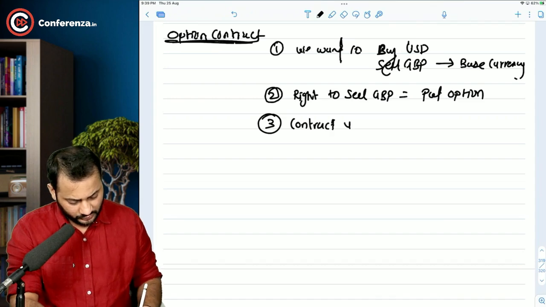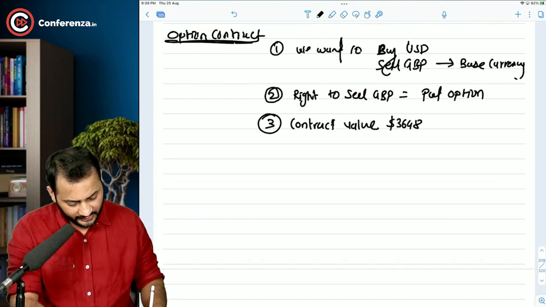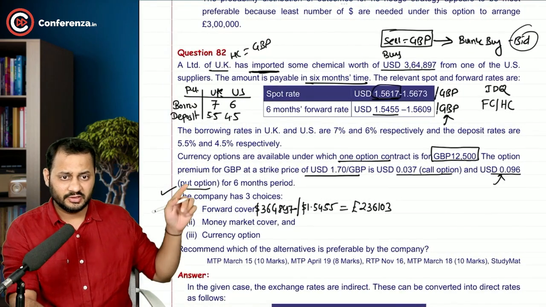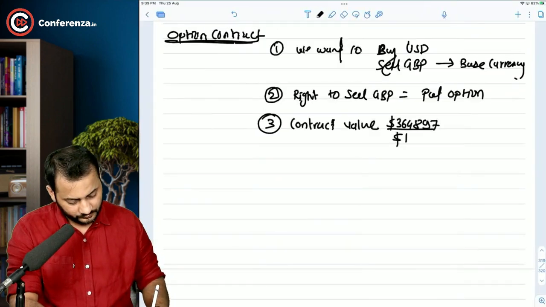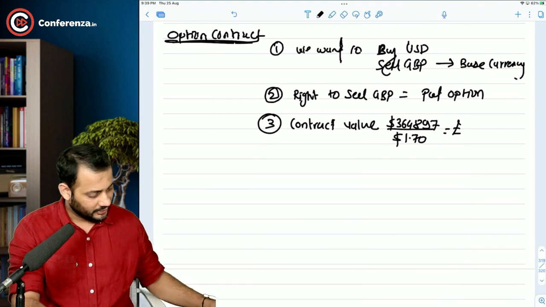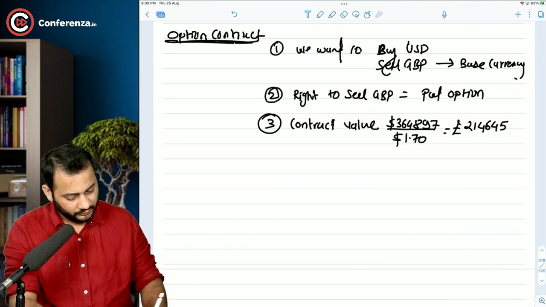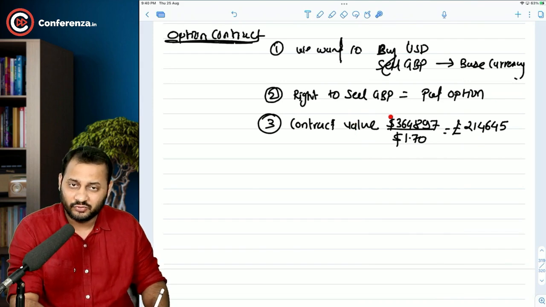Contract value. The total value of contract in terms of GBP is $364,897 divided by the strike rate. Strike rate is $1.70 per GBP. So this is what we are contracting in option. 214,645. We want to sell this much. We want a right to sell this much of the pound at this rate so that we can buy $364,897.